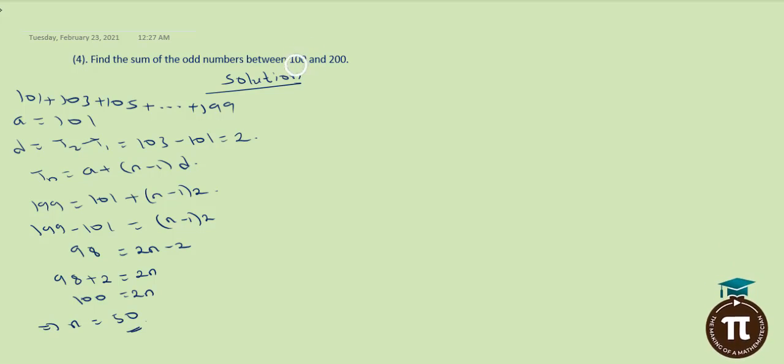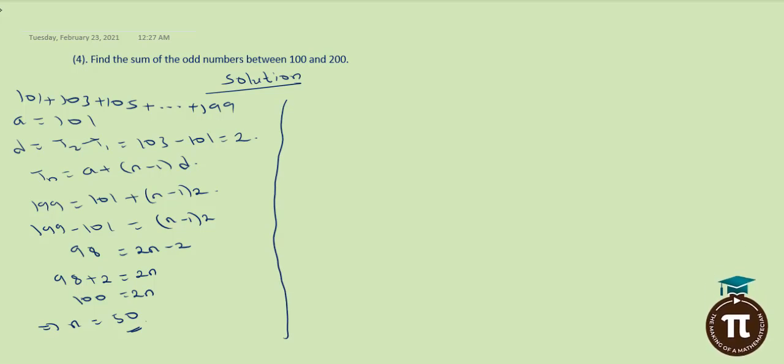Obviously, the numbers between 100 and 200 are 100 numbers, and we have equal even and odd numbers. So if you divide 100 by 2, you will get 50. So we have 50 even numbers and 50 odd numbers. So now let's look for its summation. They want us to find the sum.